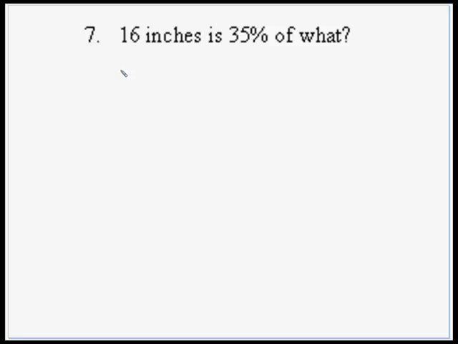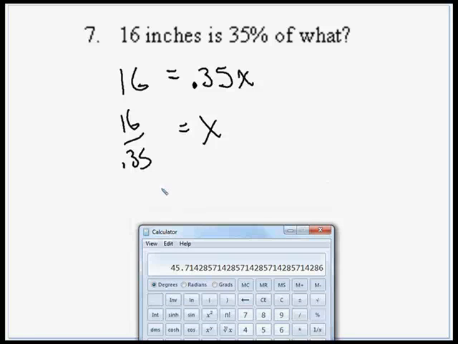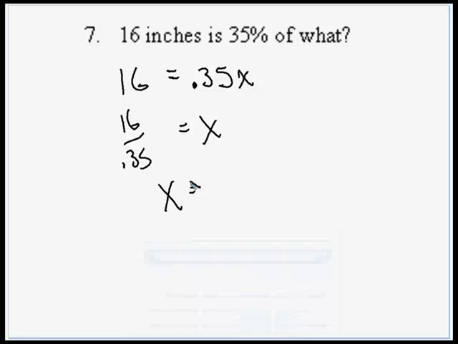16 inches is 35% as a decimal of means times what? X times x. And this is a simple one. We just divide by that 0.35. 16 divided by 0.35 is 45.7. X is approximately, because we are rounding off, 45.7 inches.